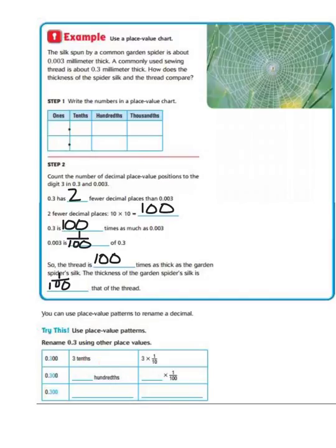So 3/10 equals 3 times 1/10. 3/100 equals 30/1000, or 30 times 1/1000. 300/1000 equals 300 times 1/1000.